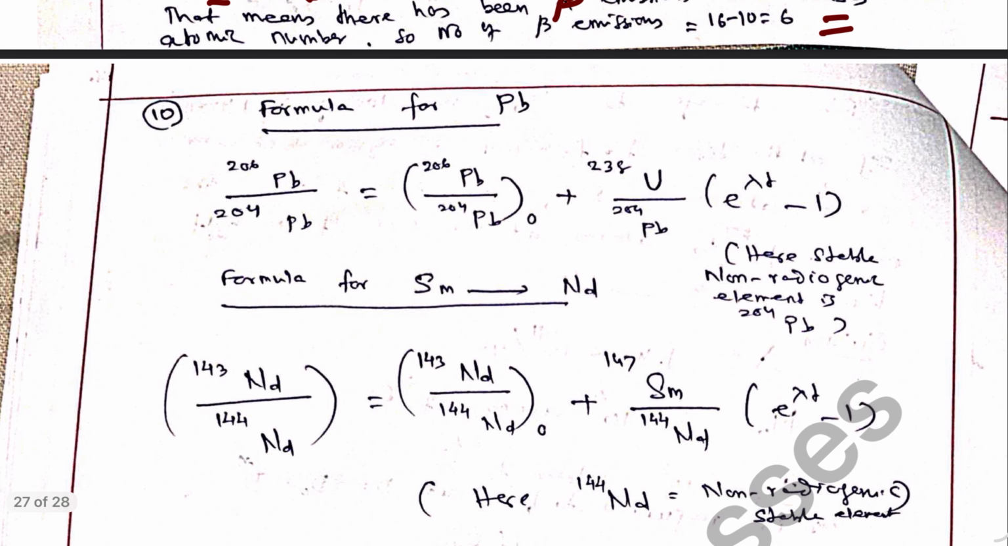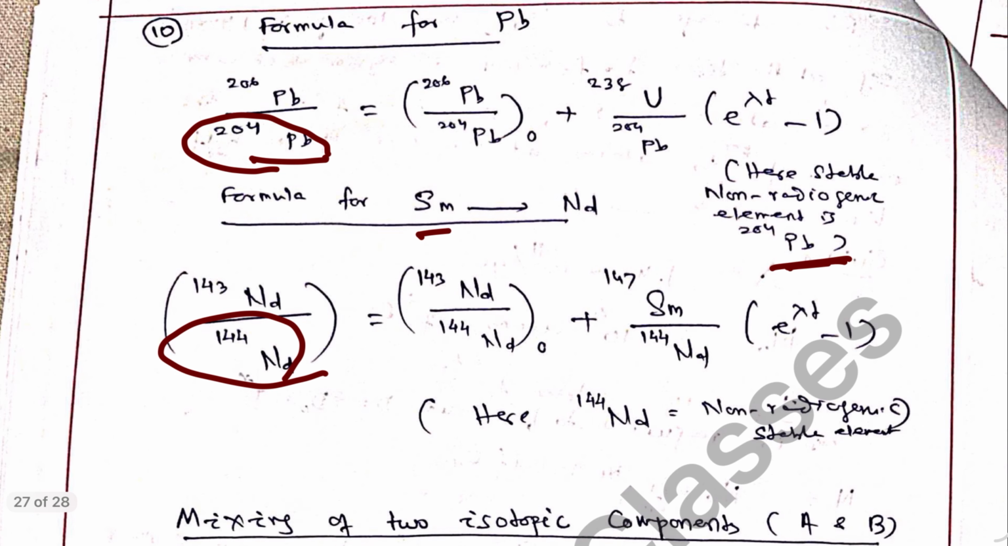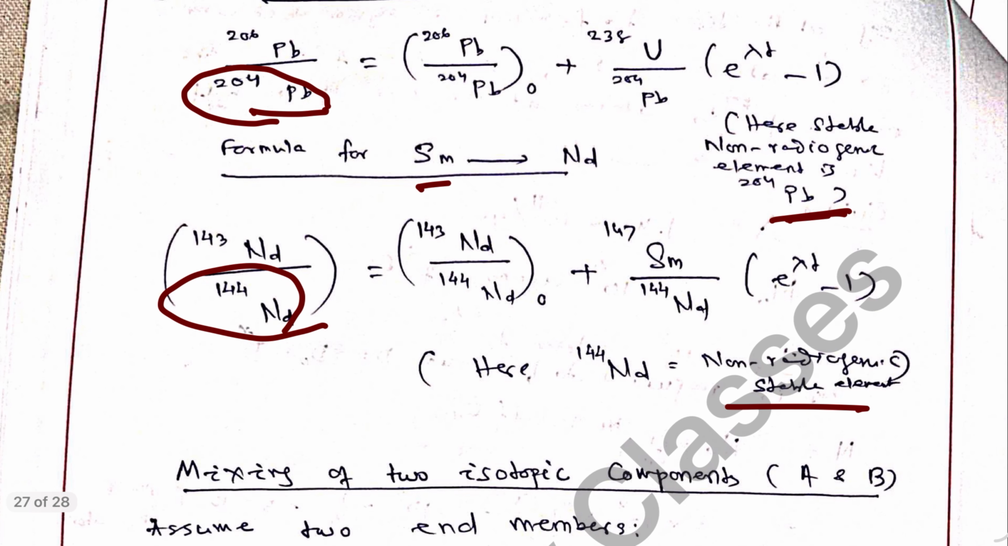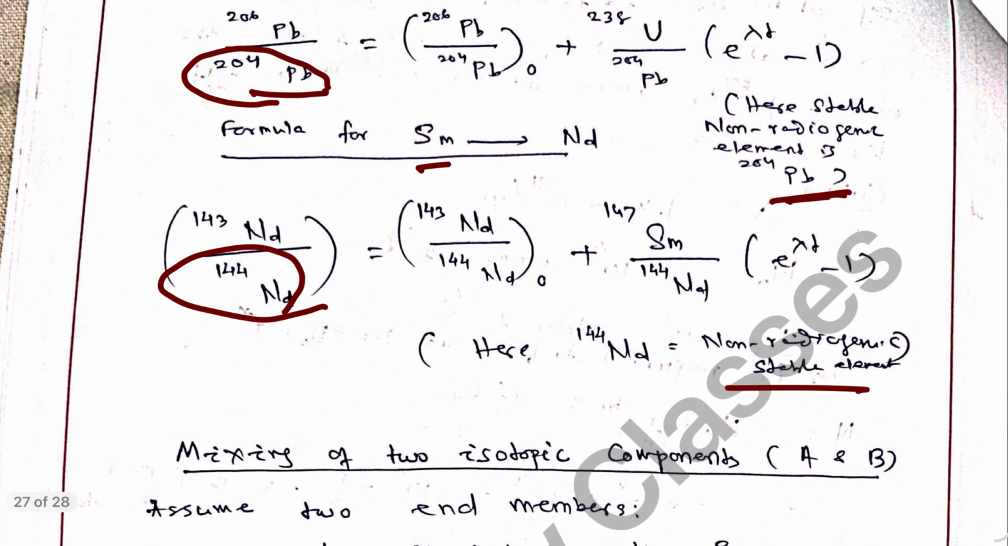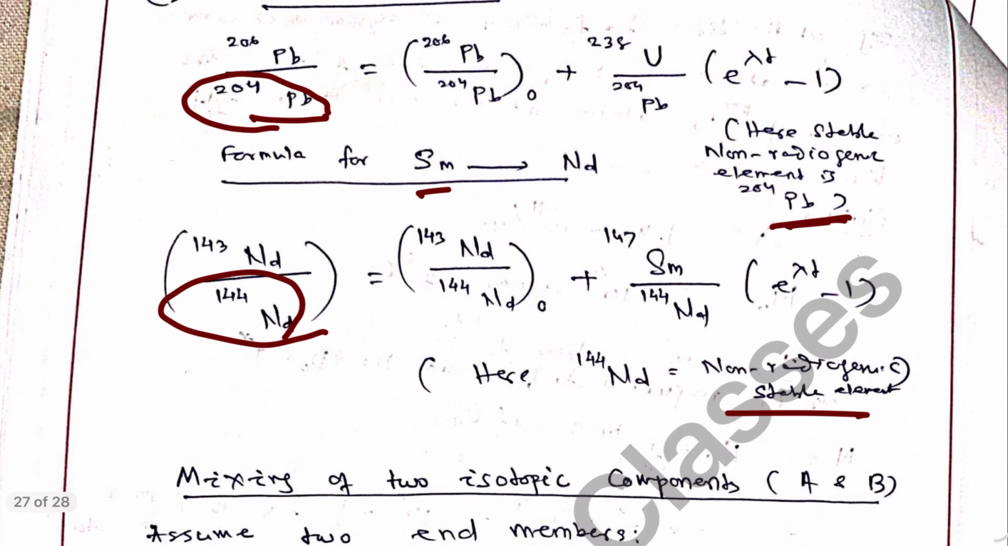Then the formula for Pb206 by Pb204. Why is Pb204 used? Because Pb204 is a non-radiogenic stable element. Similarly, in case of the Sm-Nd case, Nd144 is used in the formula because it is a non-radioactive stable element. So these are the formulas which are used for Pb and Nd.